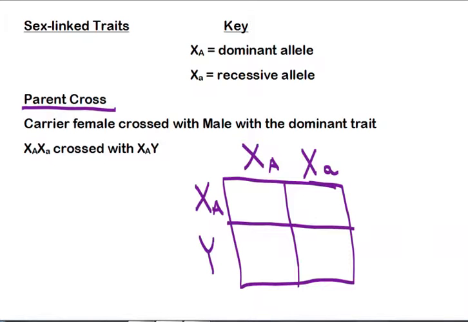Since the male only has one X chromosome, whatever trait is attached to that X chromosome will be expressed in the phenotype. Whereas the female has two X chromosomes, so the alleles follow the regular rules for dominant and recessive traits. If you have one of each, as in this case, a heterozygous pair, then the dominant trait will be expressed in the phenotype.